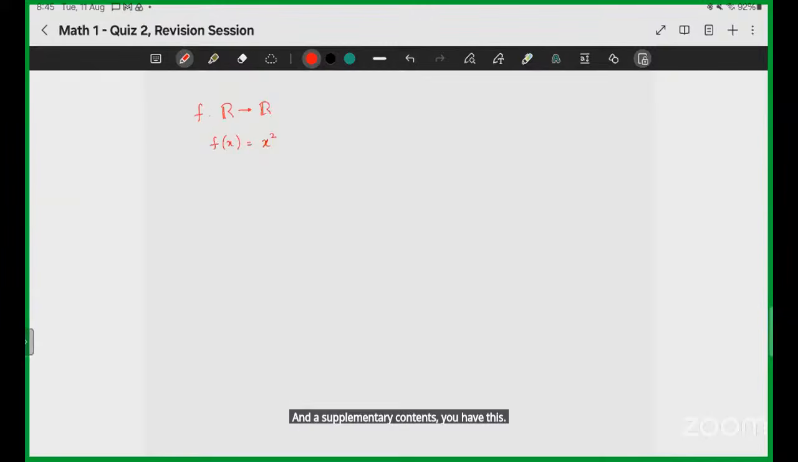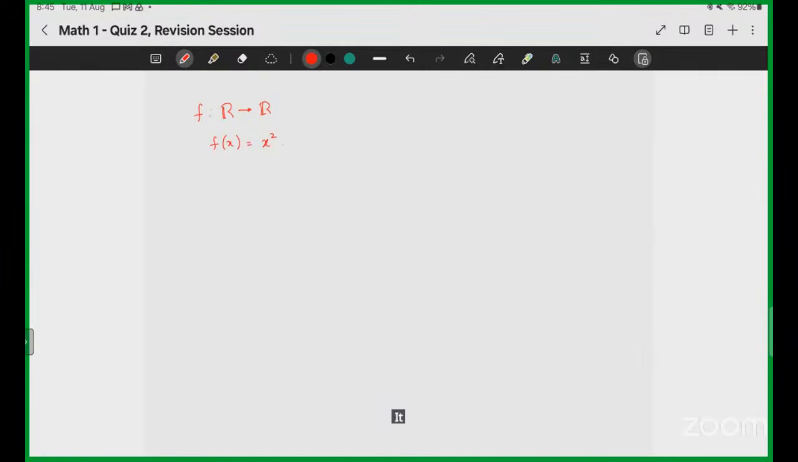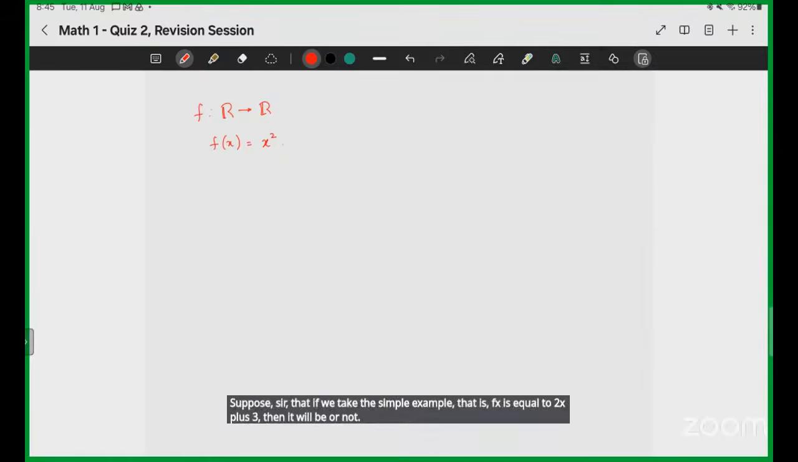Okay, sir. Thank you. Sir, if we take the simple example that f of x is equal to 2x plus 3, then it will be or not? It will be, okay, we'll also see that. Now, first, let's resolve f of x is equal to x square.